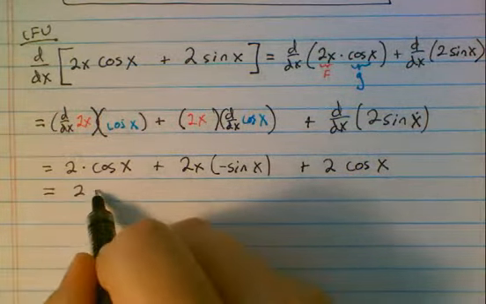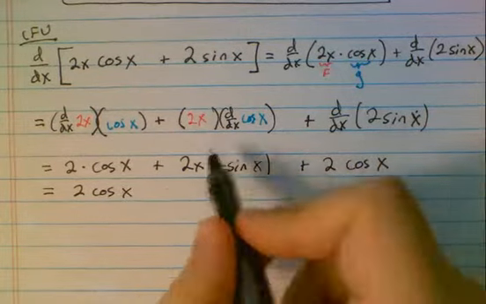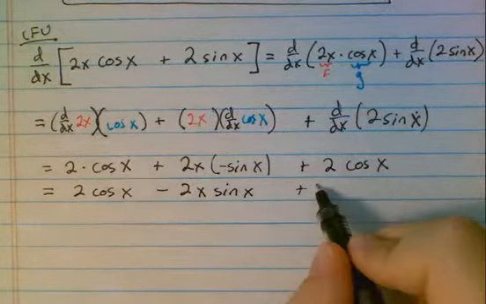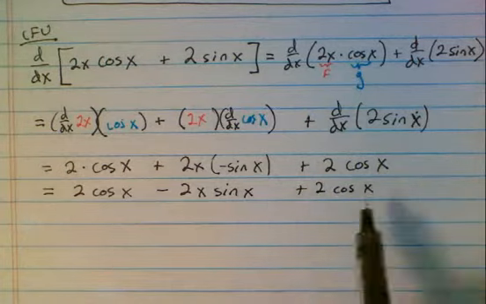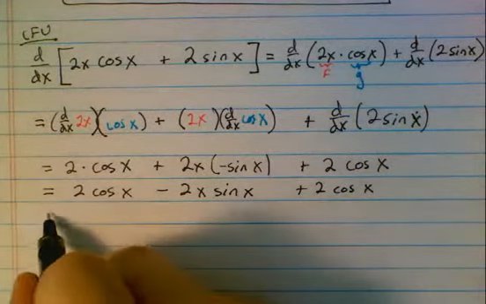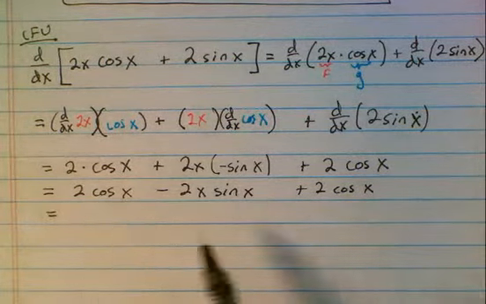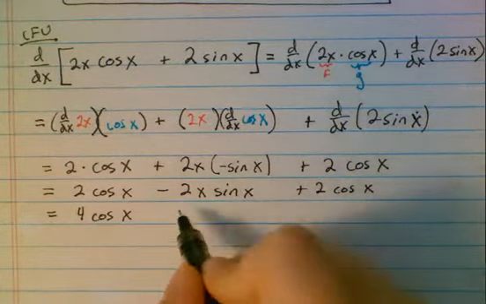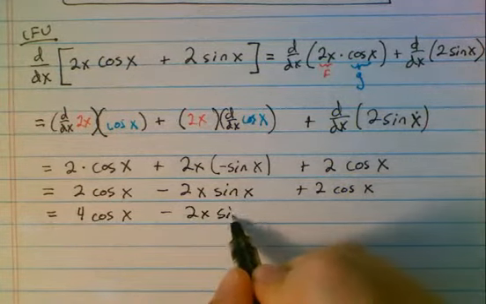Okay, now we can write this as 2 cosine x. This negative can come in front. Notice we have two cosine x's, so just like if this were any other variable, we can just make that into 4 cosine x minus 2x sine x.